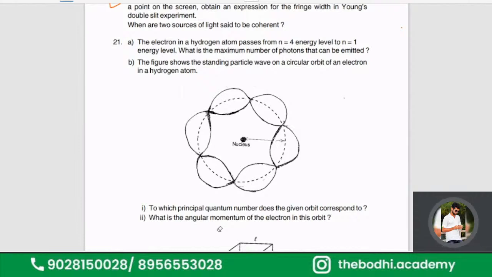The electron in a hydrogen atom passes from n equal to 4 energy level to n equal to 1 energy level. What is the maximum number of photons that can be emitted? Now, what formula will we be using here? Any idea? Anyone?